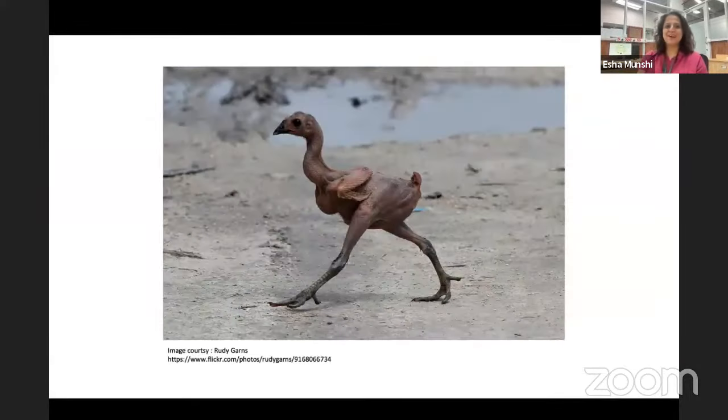A bird would look something like this if it was without any feathers. And I have no idea which bird this is. It would be just too difficult to identify the species unless you do the DNA testing and all those things. Right? So this is a bird without feathers. And so that much important role the feathers play when it comes to birds.